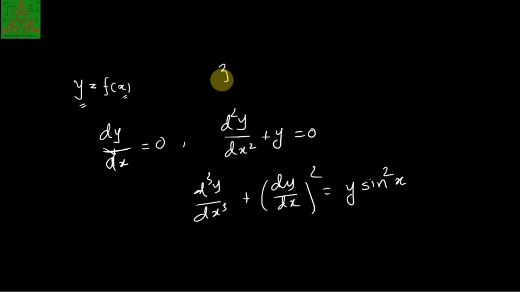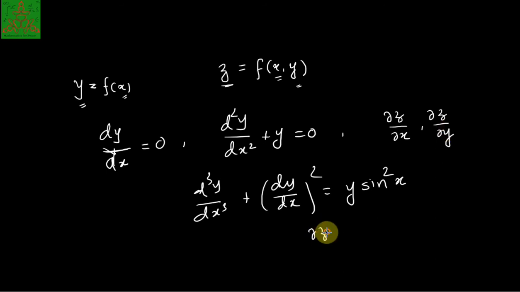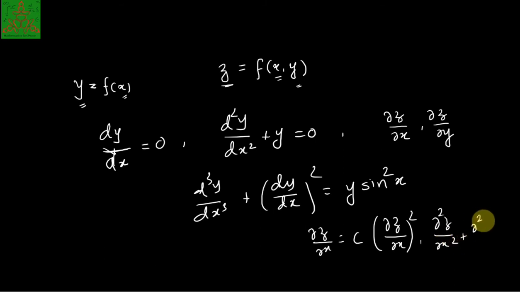If you have a function z which is a function of two variables or more than two variables, let's say it is a function of x and y, then here z is a dependent variable and x and y are the independent variables. If the partial derivative of z with respect to x and the partial derivative of z with respect to y are involved, that equation is also called a differential equation. For example, del z by del x is equal to c into del square z by del y square, or I can say del square z by del x square plus del square z by del y square equal to 0. So these are some examples of differential equation.